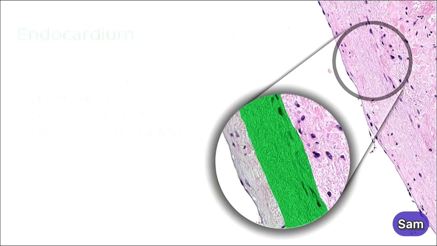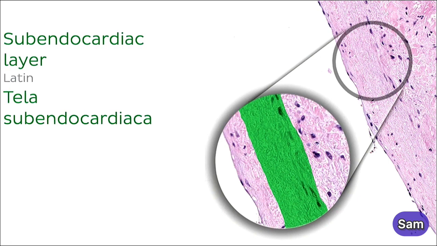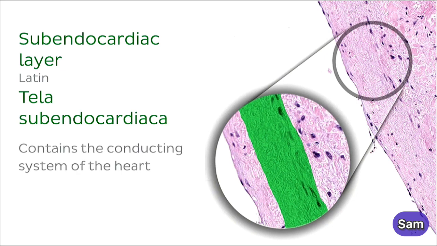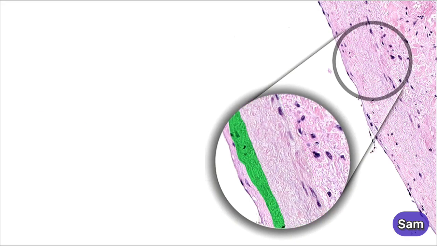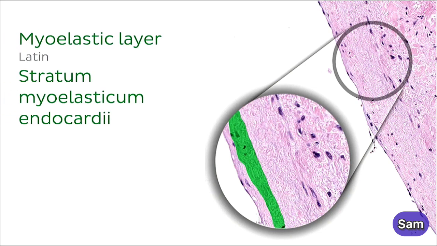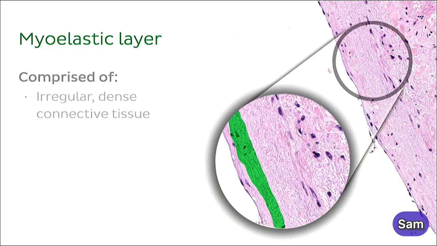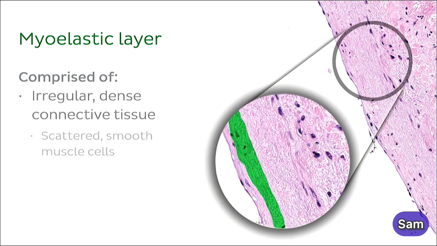What we can see highlighted in green now is the subendocardial layer, and this is the layer of endocardium that is just beneath and comes into contact with the myocardium. And this layer contains the conducting system of the heart, which we'll look at later on in this video. The next layer is a layer of varying thickness, known as the myoelastic layer. As the name suggests, it's composed of irregular dense connective tissue containing elastic fibers, as well as scattered smooth muscle cells.